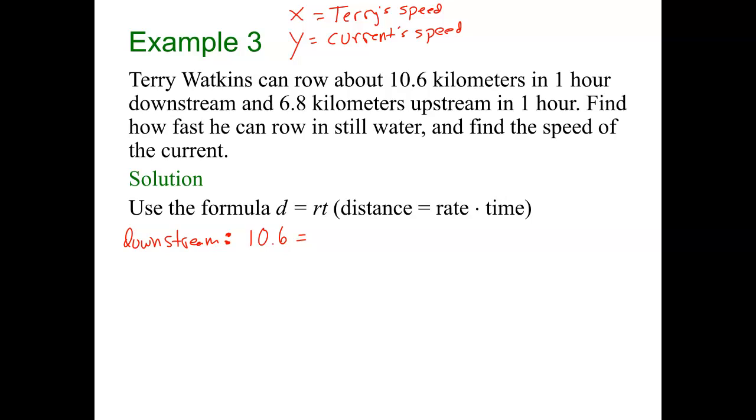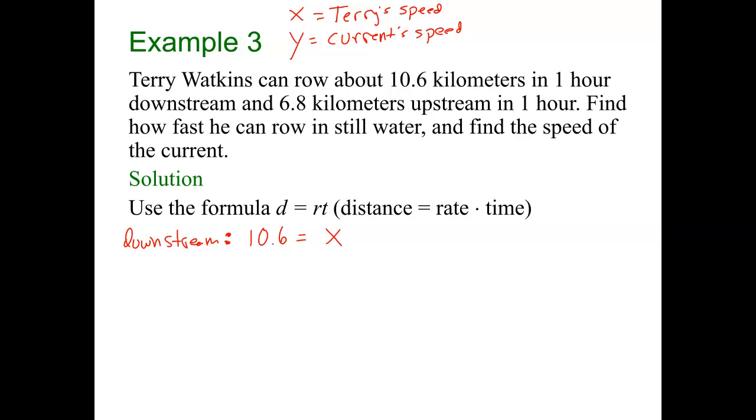Rate is how fast he's going. So we have to use our variables: Terry's speed and the current speed. We start with Terry's speed, because that's what he's doing. Terry's sitting there, rowing, paddling, sweating. Is the current helping him go faster or slowing him down? He's going downstream, so he's going faster.